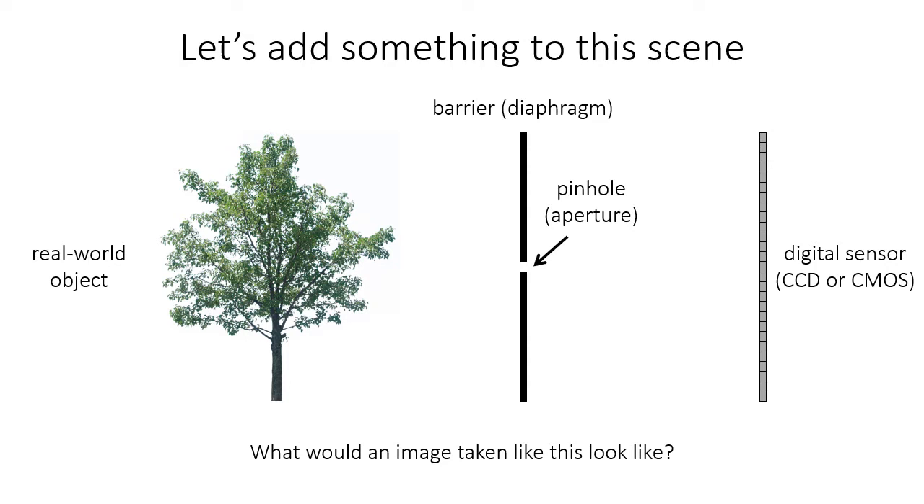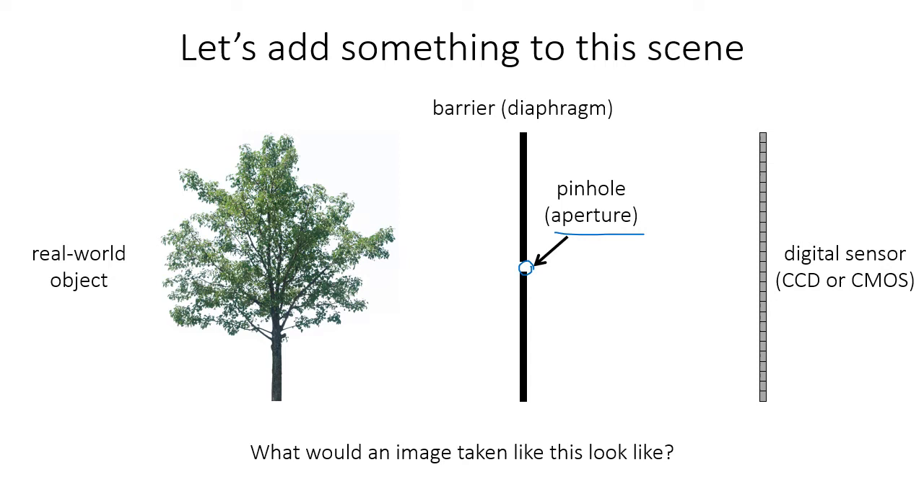From the previous slides, we can notice that we need another device to capture images that reflect the real world scene, the real world object. So we add this barrier here, and there is a pinhole. It is also called an aperture. Maybe we learned what an aperture is, right?